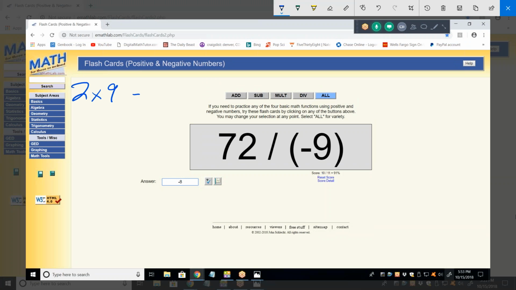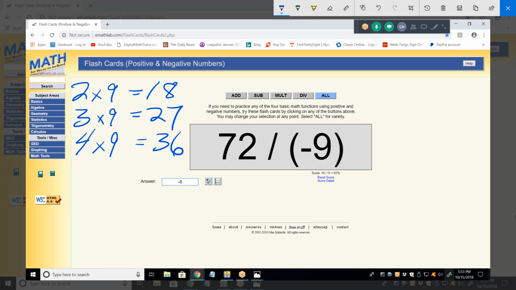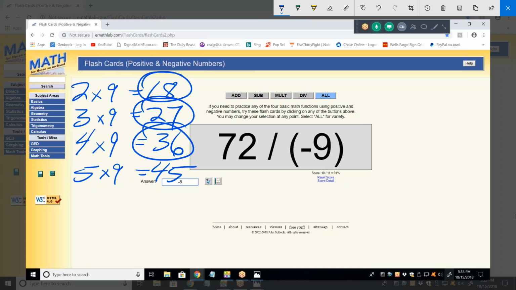2 times 9 is 18. 3 times 9 is 27. The moment you spot a pattern, you tell me what it is. It's up 1. Notice what these two numbers add to. What do they add to? 18. No, 1 and 8. What do 1 and 8 add to? 9. What do 2 and 7 add to? 9. What do 3 and 6 add to? 9. What do 4 and 5 add to?